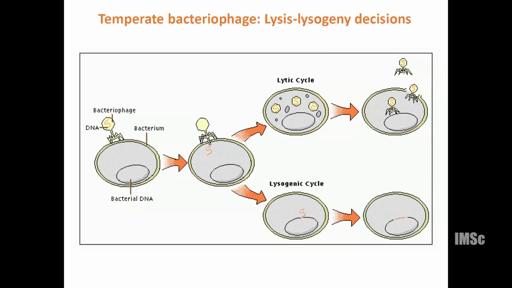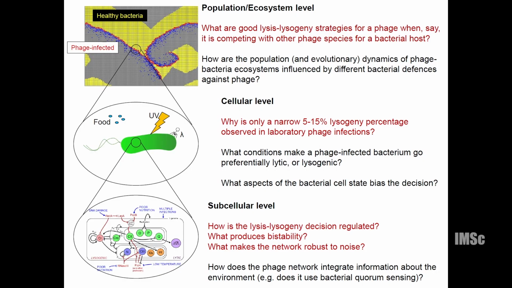We know certainly that under certain kinds of environmental conditions or growth conditions, it is more biased this way or that way. So another question is, how does this information about the environment get detected by a genome that's sitting inside a bacterium, and how does it decide? What are the genetic networks? So you can see there are a lot of questions one can ask about this kind of decision.